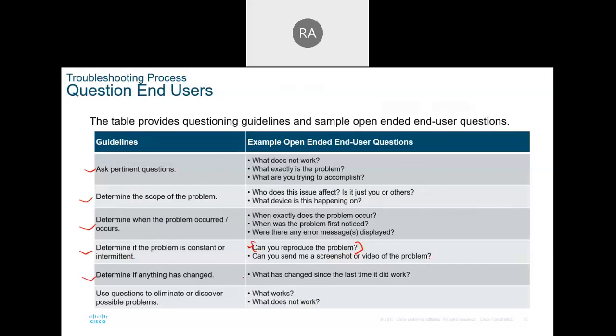Determine if anything has changed. What has changed since the last time it did work? When it was working before, did you install any software? Did you change a cable? You need to ask all of these questions. Use questions to eliminate or discover possible problems. Most of the time, from the question you know the answer, if you have the experience. What works? What does not work?